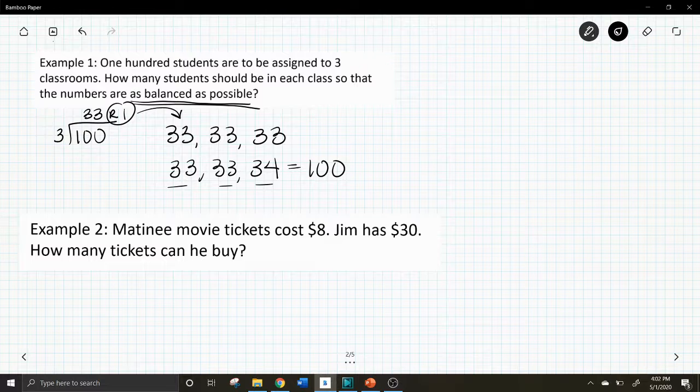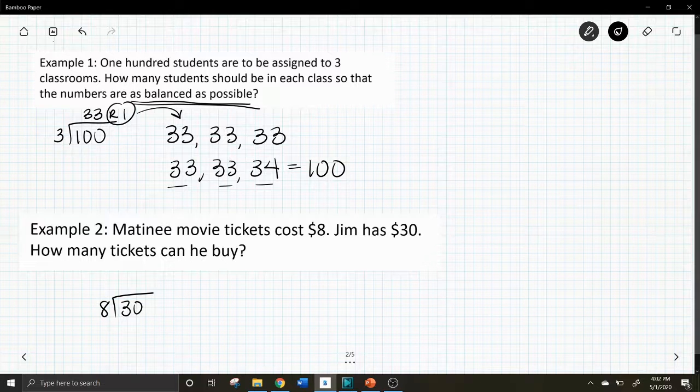So let's look at another situation. Matinee movie tickets cost $8. Jim has $30, so how many tickets can he buy? So let's take $30 divided by $8 to find out how many tickets he can get. So 8 goes into 30 3 times. 6 left over. Let's bring down a 0. 8 goes into 60 7 times. Look, I've run out of room already. 8 goes into 40 5 times.